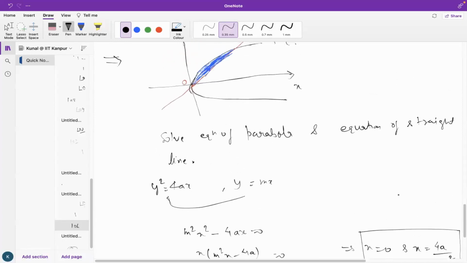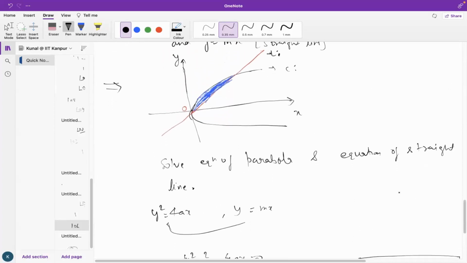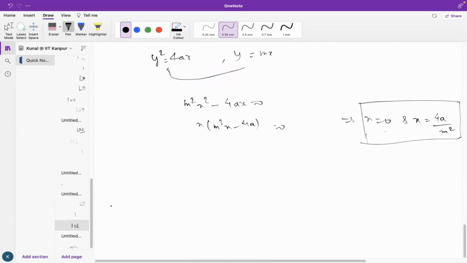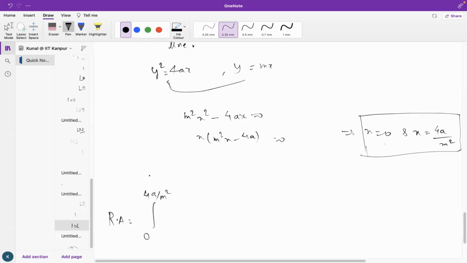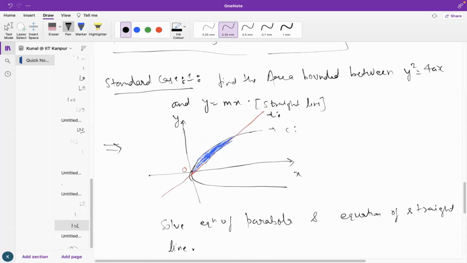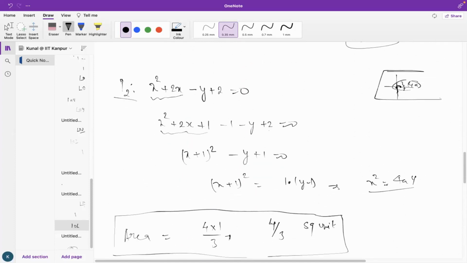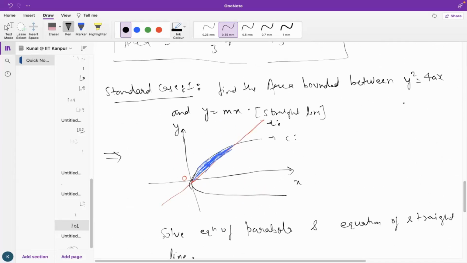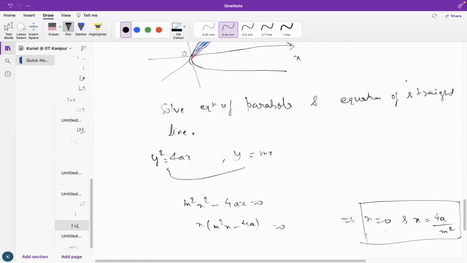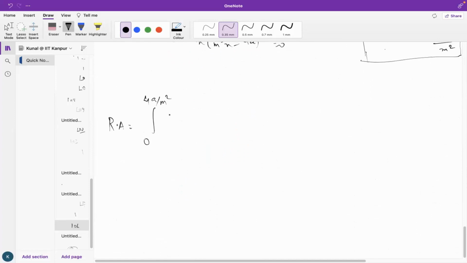Now what we have to do? We have to write the formula for area. So the required area is, we are integrating from 0 to 4a by m square, and our elementary element is dx, so it will be upper curve minus lower curve, which is actually equal to f of x minus g of x. So f of x will be here, if we look at here, 2 root under ax. So it will be something like 2 root under ax minus mx, and you have to integrate this.